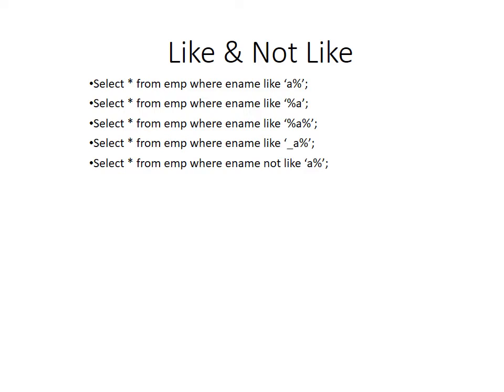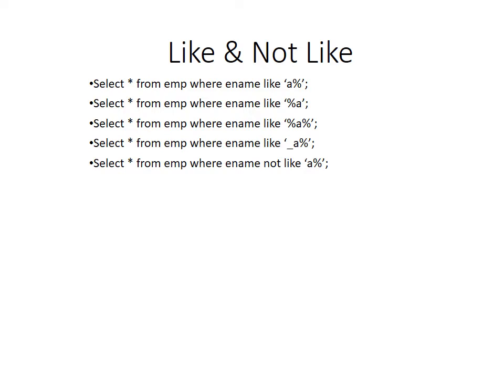Now, second example, select star from EMP where ename like '%a'. That means here the employee name should end with A. Whatever be the employee names, if the employee name ends with A, then display it. That's the meaning. Now, third example, select star from EMP where ename like '%a%'. That means in that employee name anywhere A is there. Maybe the first letter or maybe in between or maybe the last letter.